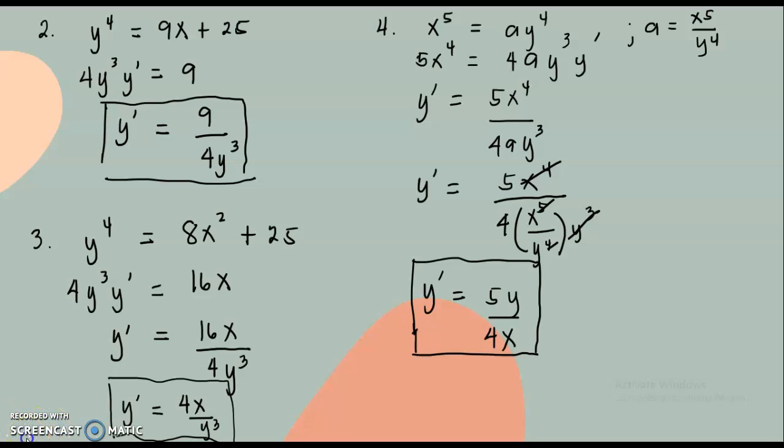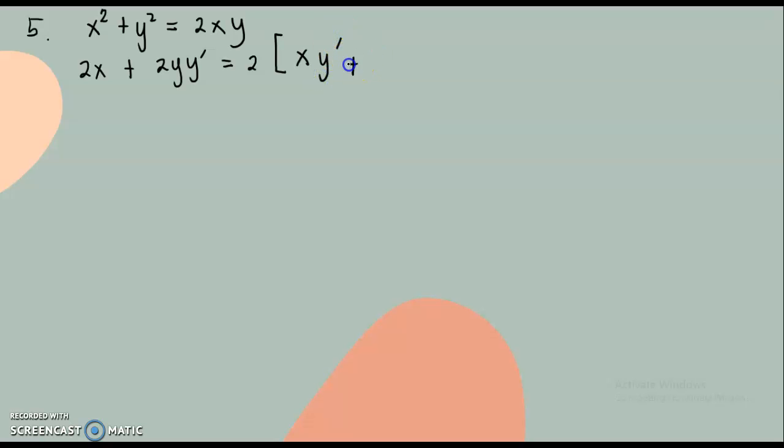Okay, another example. Okay, example number 5. Find the derivative using implicit differentiation. We have, again, from the book of Dr. Panopio, x squared plus y squared is equal to 2xy. Okay, therefore this one, we have 2x plus 2y y prime, okay, equal to, using the product rule, 2 times x y prime plus y.